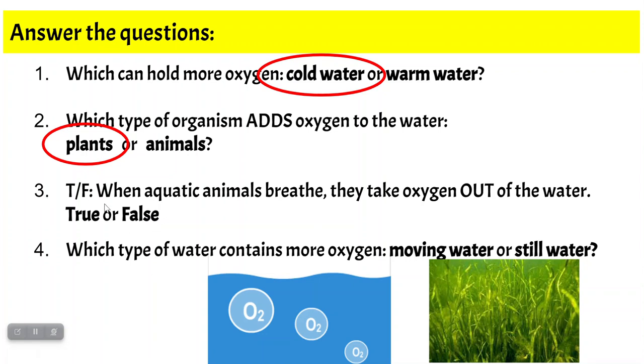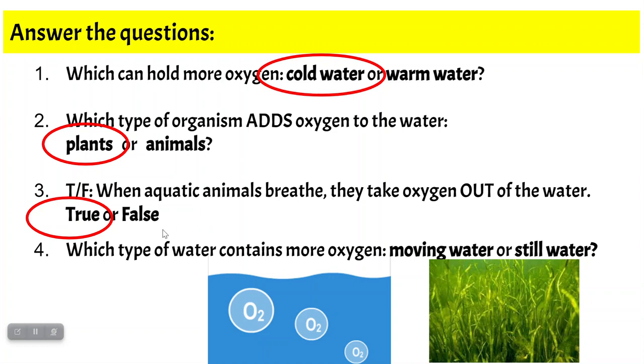All right. True or false, when aquatic animals breathe, they take oxygen out of the water? Well, silly me, I just said it, didn't I? So is that true or false? Animals breathe, they take oxygen out. That's true. Just like when we breathe, we also use oxygen.